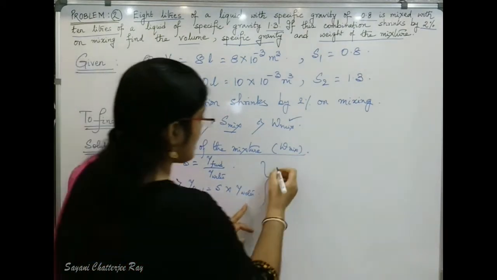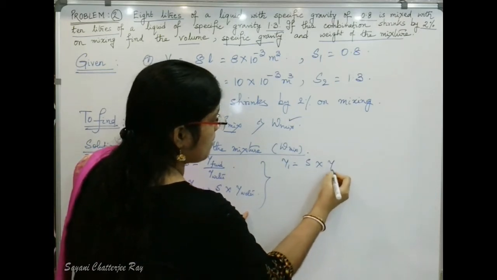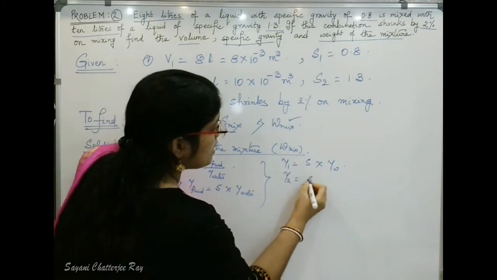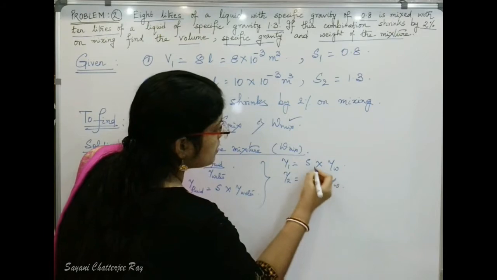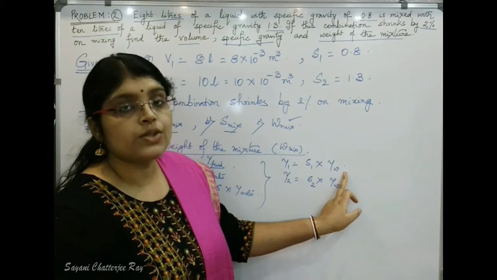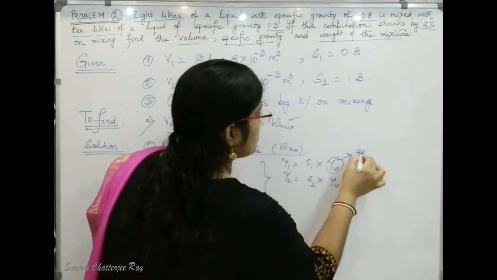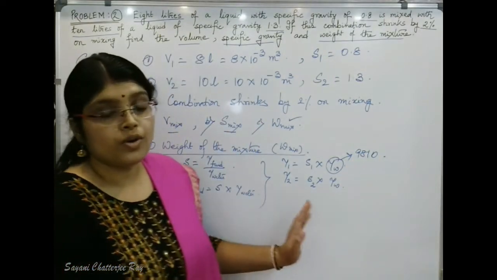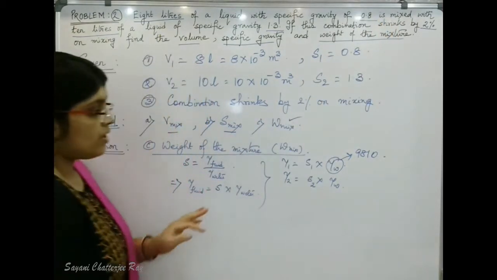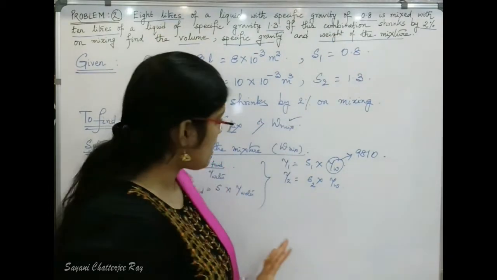So we will apply this formula. Okay. So I can write that gamma 1 equals S multiplied by gamma water and gamma 2 equals S multiplied by gamma water. This is S1 and this is S2. We all know that gamma W equals 9810. Those who don't know this, please go through my earlier video. You can find the link here. So you must go through my earlier 3 videos before proceeding to this video.